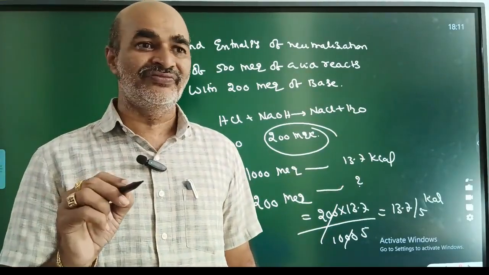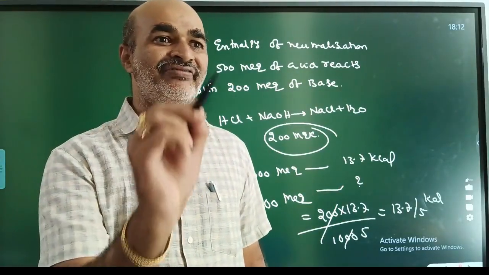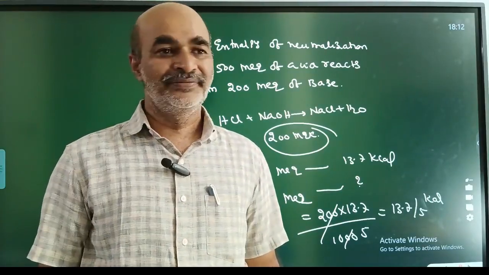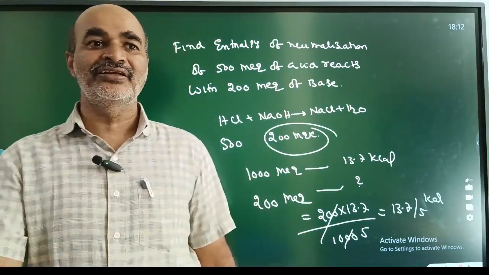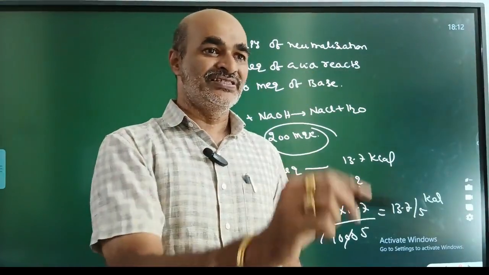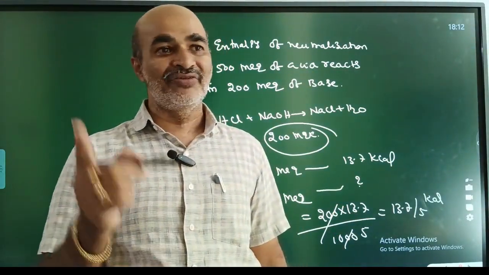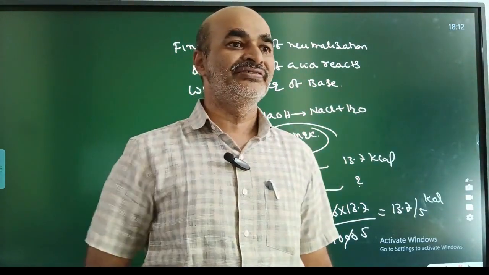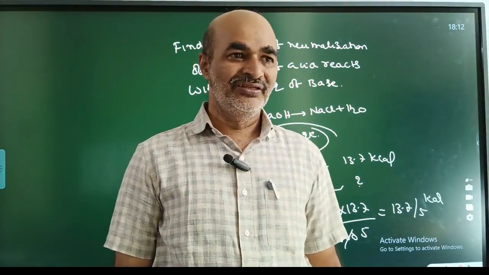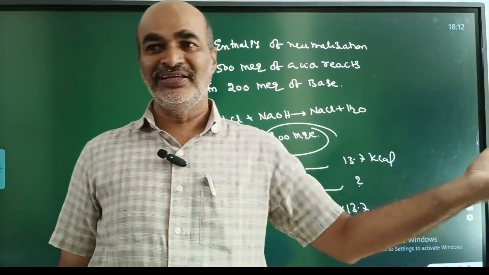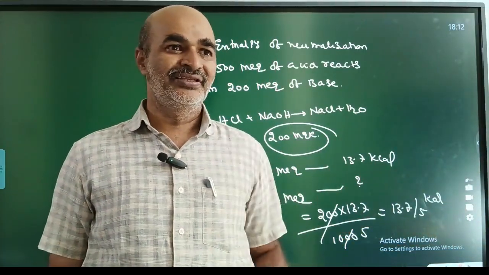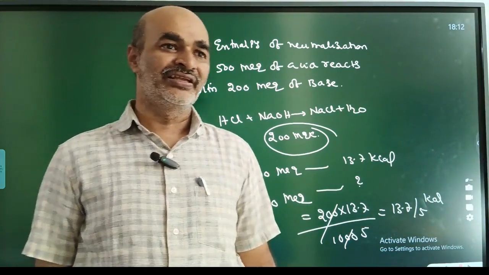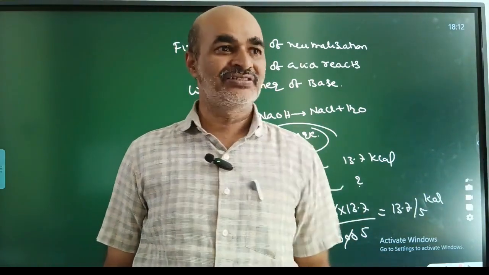1 milliequivalent of acid combines with 1 milliequivalent of base. Up to 200 milliequivalents of base combines with 200 milliequivalents of acid. You understand? The remaining 300 milliequivalents of acid is not involved in the reaction, not involved in the process.